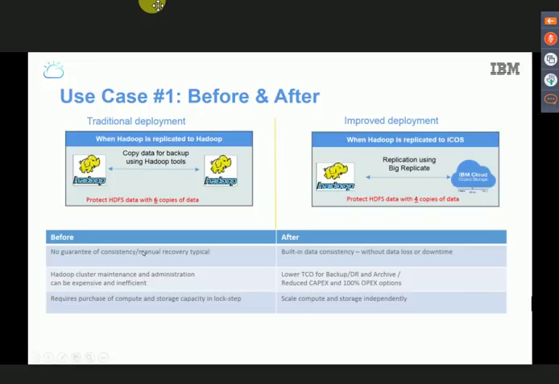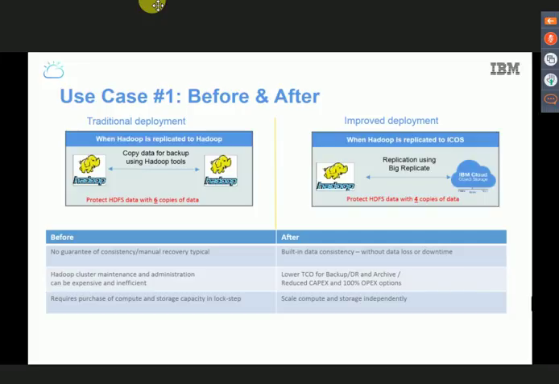Some benefits: it's a very straightforward use case, right? But the benefits are immense. First of all, when you do Hadoop to Hadoop, there is no guarantee on consistency of your data. Well, you have 6 copies and you would expect a lot more when your system has 6 copies. But remember, Hadoop is not designed for resilience yet. It really has a lot to catch up when it comes to resiliency in terms of consistency. So you will still have that as a gap, even though you have 6 copies.